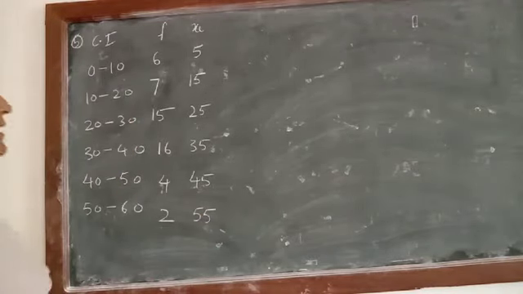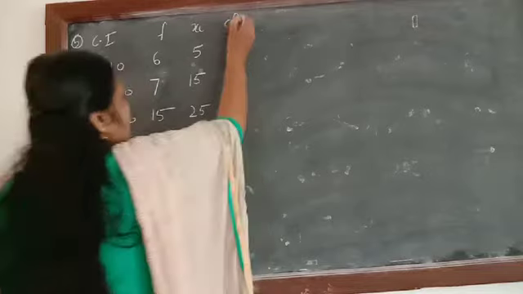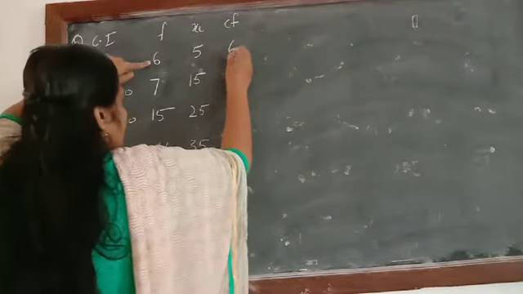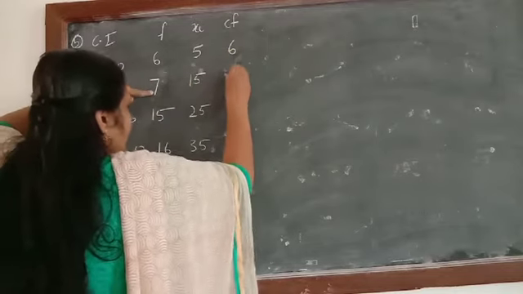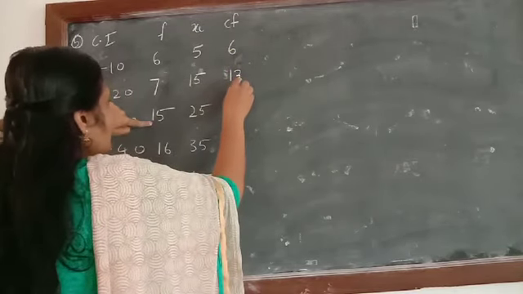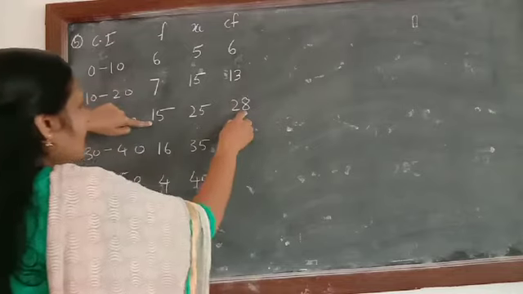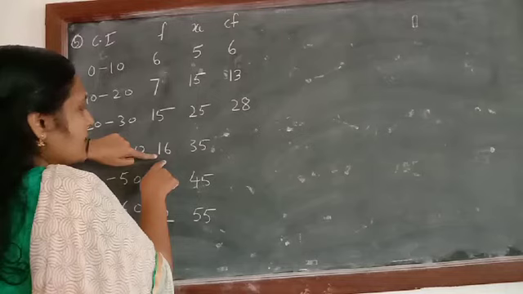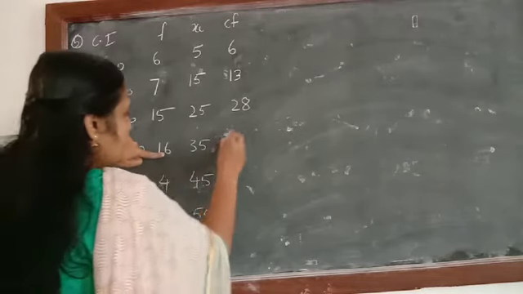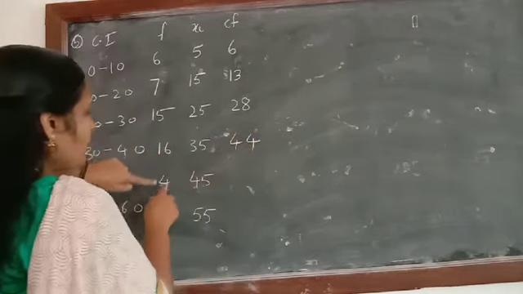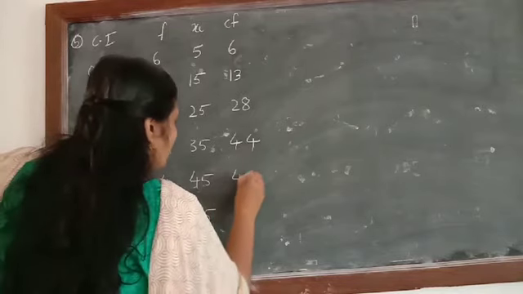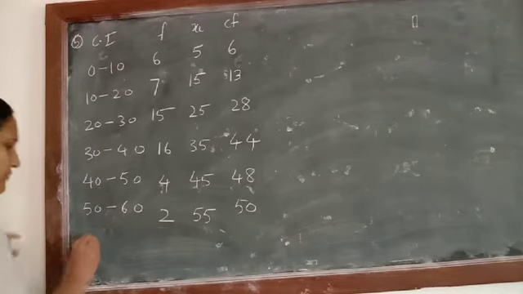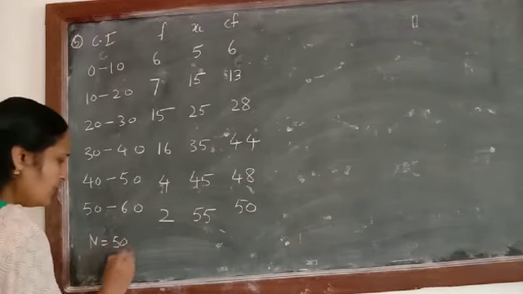To calculate the median, next what we need? Yes, we need the cumulative frequency. So just add the frequencies here. 6 plus 7, 13. 13 plus 15 will be equal to 28. 28 plus 16: 28 plus 10 is 38, 38 plus 6 will be equal to 44. 44 plus 4 will be equal to 48. 48 plus 2 is equal to 50. So what we are getting here, n is equal to 50.